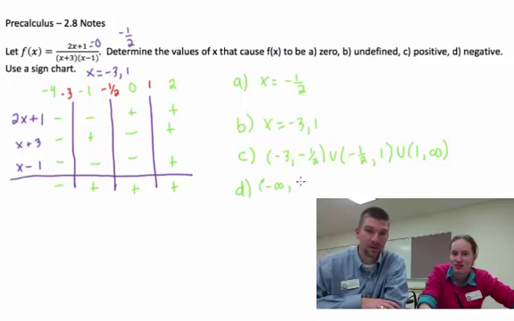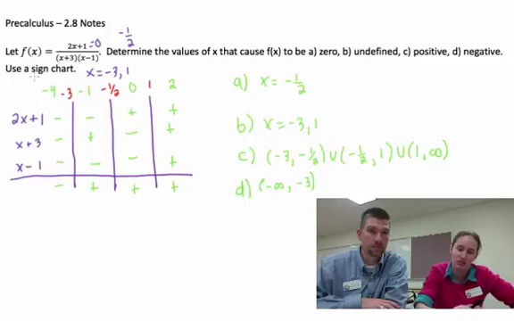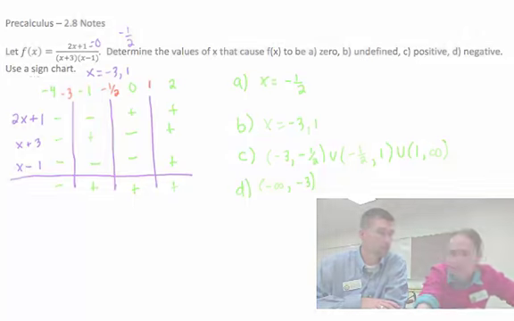Okay, D, negative: negative infinity to negative 3. And that's where we are negative. That's what we wanted to do. It told us to use a sign chart, so we did. So we're good.